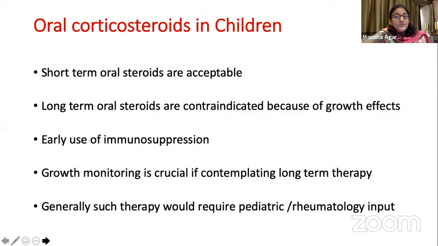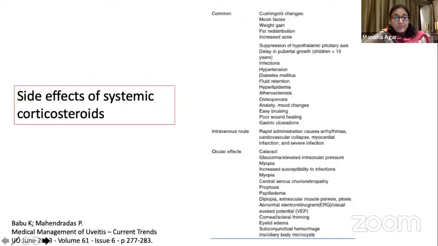Coming to oral corticosteroids in children, short-term steroids are acceptable, but long-term steroids are contraindicated because they can hamper the growth in children. We opt for early use of immunosuppression while treating children. Growth monitoring is crucial in these young children, and generally such therapy would require a pediatric or a rheumatologist input.